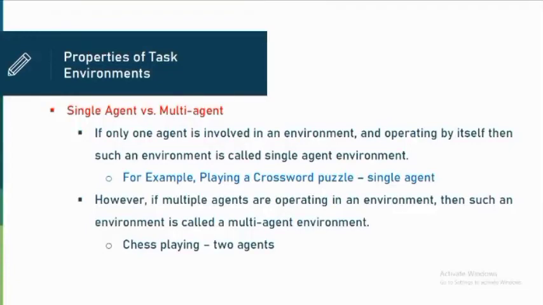This is called multi-agent. For example, chess, with two agents. Single agent and multi-agent: when only one agent is working in the environment, that is a single agent. When multiple agents are working to perform the task, that is multi-agent.